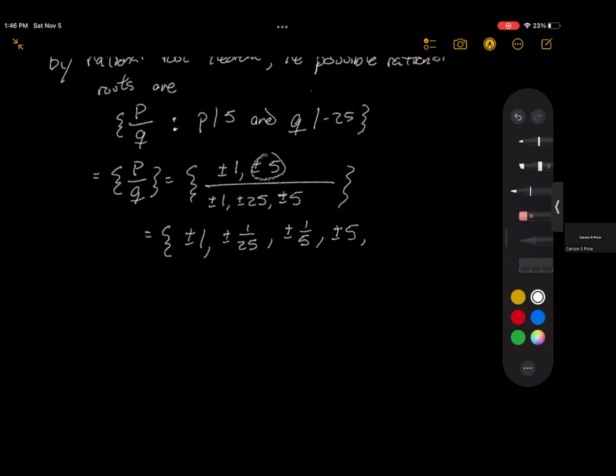The 5 could be sitting on top of the 25, but that would be the same thing as this 1/5, so let's not count it again. Or the 5 could be sitting on top of the 5, but that would be the same thing as this 1, so let's not count it again.